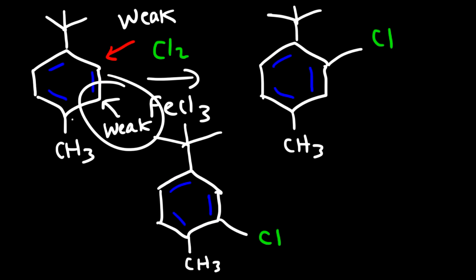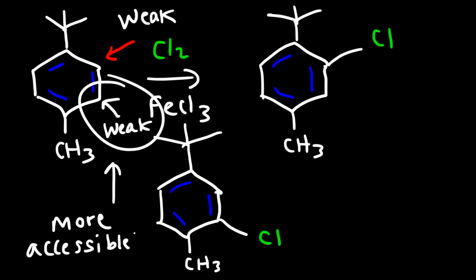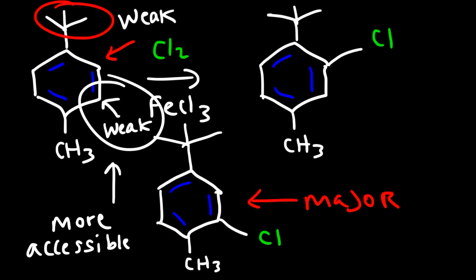This position is more accessible. And so as a result, it's easier for the electrophile to go there. And that's why this is going to be the major product. The chlorine atom is going to go on the most accessible position, assuming that these two groups have the same directing strength. And this is going to be the minor product because it's more difficult for the chlorine atom to approach the bulky tert-butyl group. And so make sure you take into account steric effects as well as directing effects.